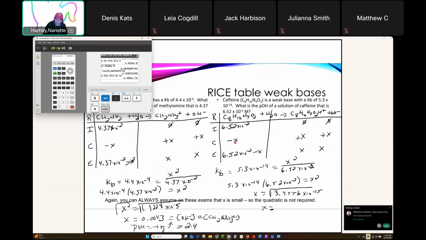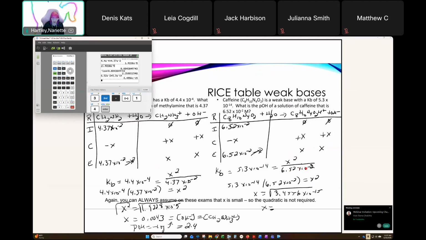I know that every time I break one of those down, I end up with a C8H10N4O2H plus and an OH minus. Therefore, I end up with 6.52 times 10 to the minus 2 minus X, but the X is small, so I'll ignore it, and then an X and an X. I can then plug that into my Kb expression, which has a value of 5.3 times 10 to the minus 14th. So that's equal to X squared over 6.52 times 10 to the minus 2.